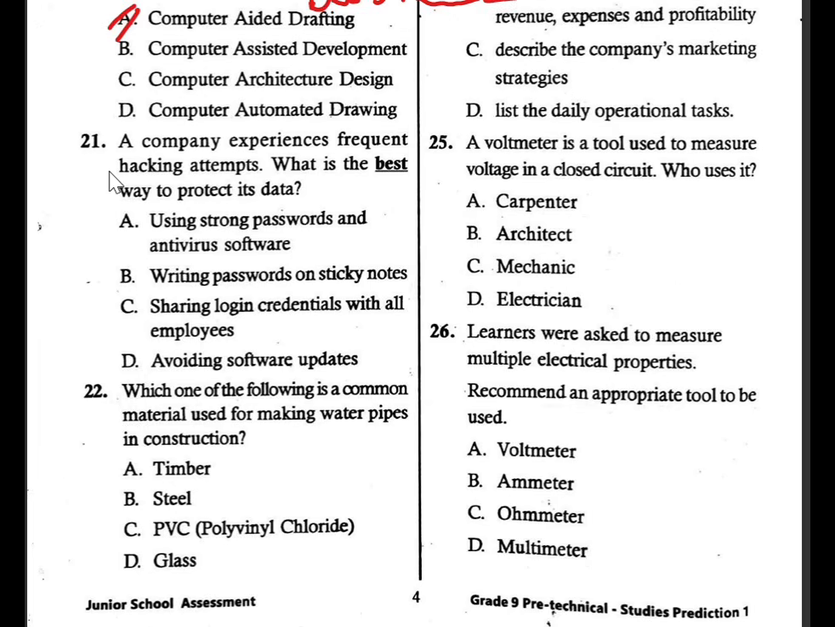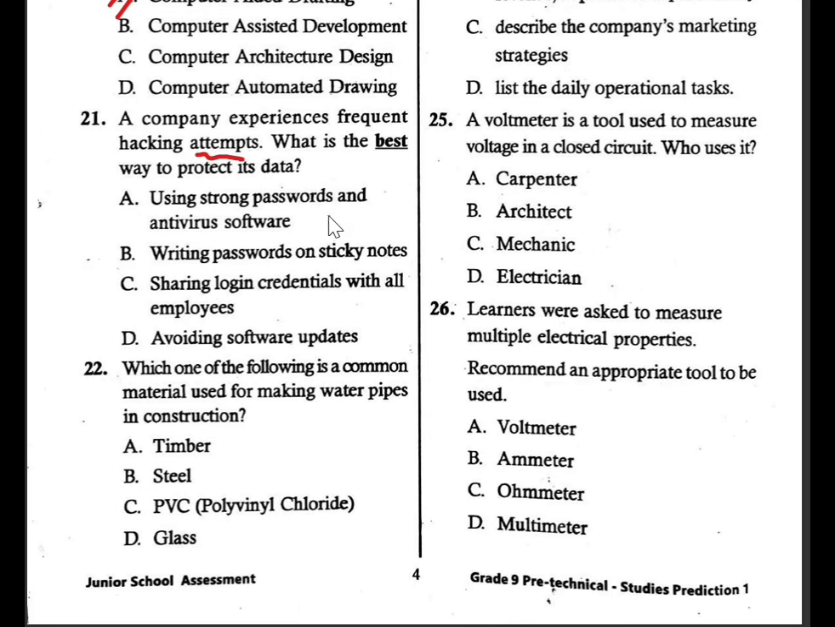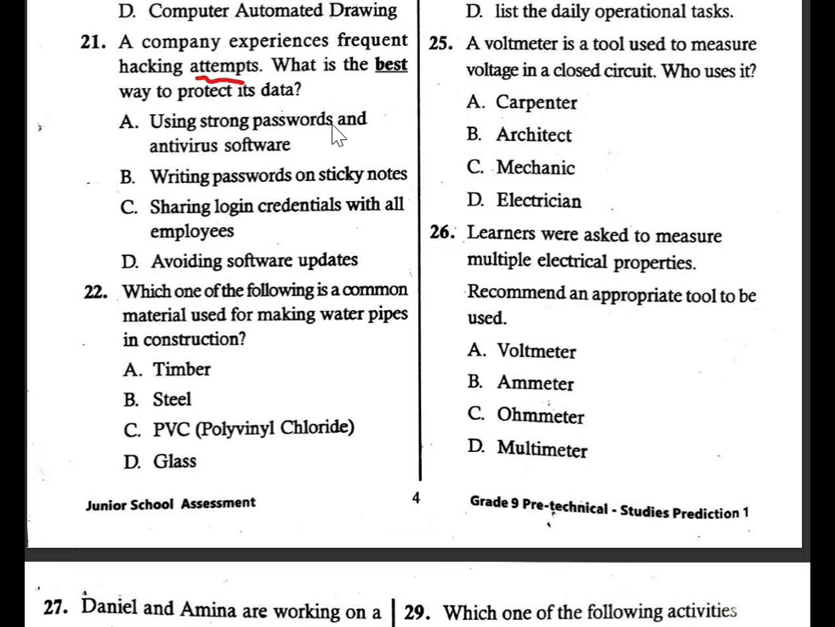21. A company experiences frequent hacking attempts. What is the best way to protect the data? So company wanaona watu wanajaribu kuhack, so wataprotect aje data yao. So how do you protect data? A, using strong passwords and antivirus software. B, writing passwords on sticky notes. C, sharing login credentials with all employees. D, avoiding software updates. So you know that to protect data, you have to use what we call strong passwords. So 21, the answer is A.